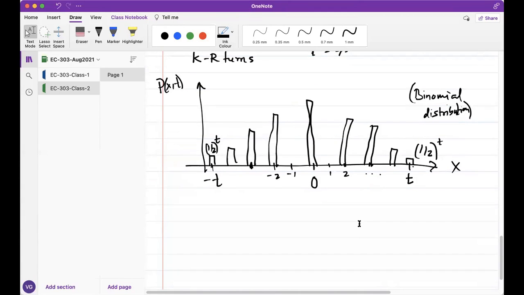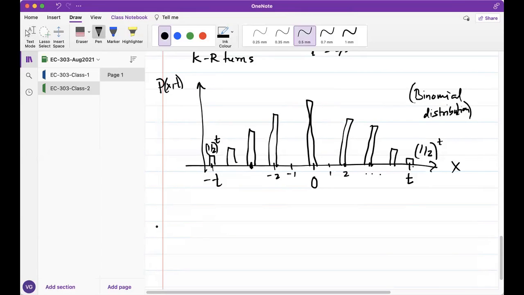Now, if t was a much larger number, the number of possible states between minus t and t will be 2t plus 1. But you're right, it won't be 2t plus 1. Half of them will not be available. It will be of the order of t only. But t is now really large, so the distance between two consecutive possible states would have reduced dramatically, right?